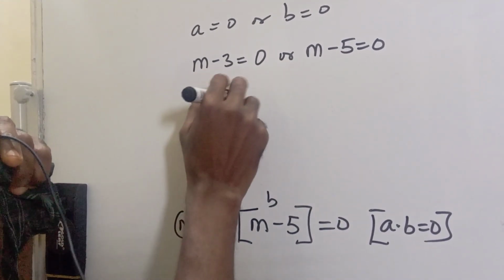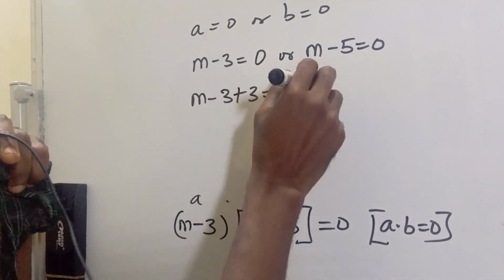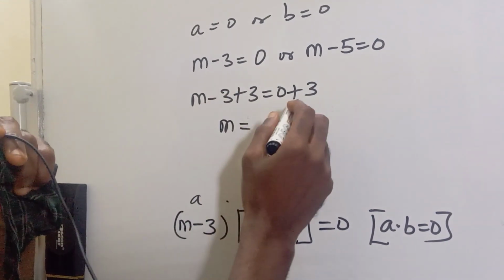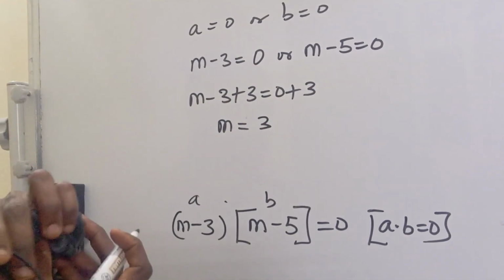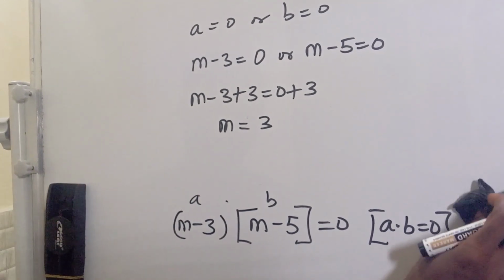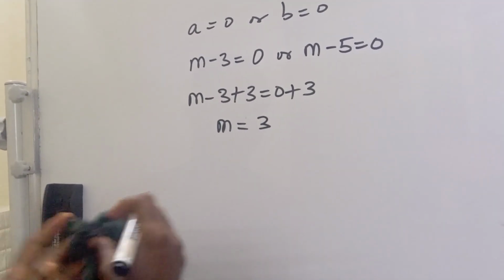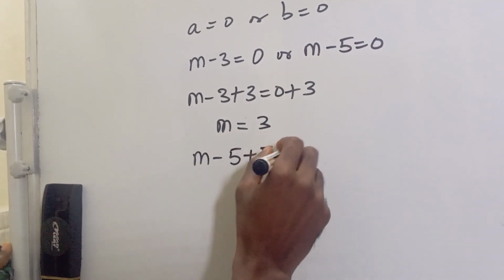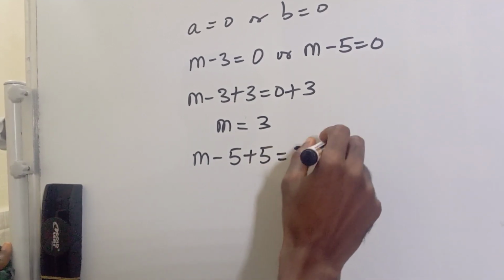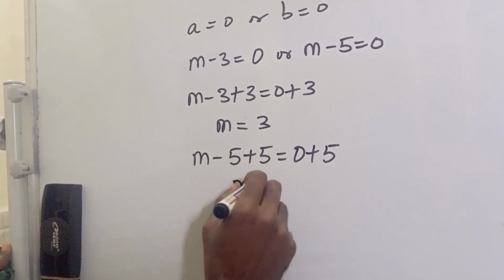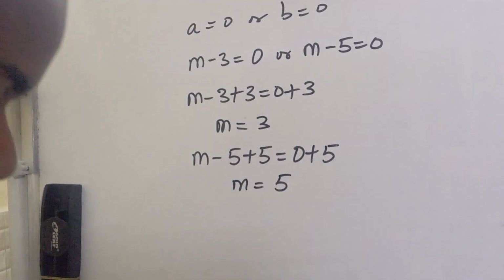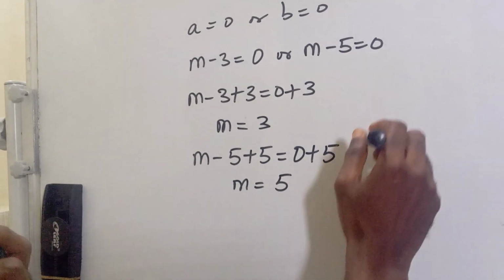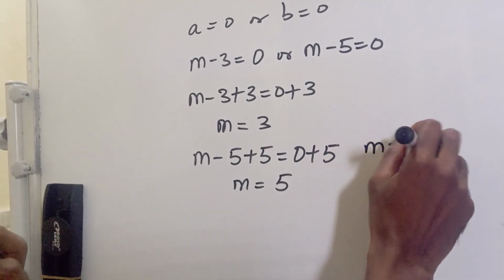From this is a simple equation. We can add 3 to both sides. So m is equal to 0 plus 3, which is 3. Then we can also do the same thing to this. So I have m minus 5, I'm going to add 5 here, so I'm also going to add 5 here. So this is 0, so m is equal to 5. Now we've gotten the values of m as 3 or 5.